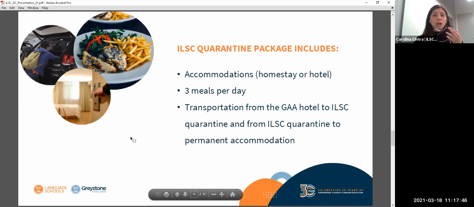Exactly. So, and now talking about the quarantine packages that ILSC offers. In all our packages, it is included the accommodation in homestay or hotel, 3 meals per day, every day, breakfast, lunch, and dinner. We provide two transportations. Transportation from the government approved accommodation to the ILSC quarantine accommodation. And we also provide a second transportation from the ILSC quarantine accommodation to the permanent accommodation, where they should stay after quarantine.